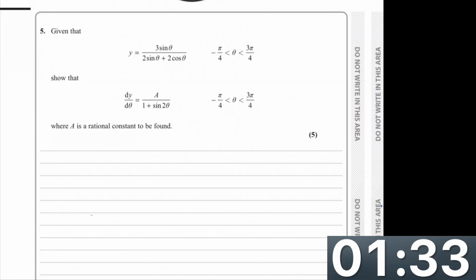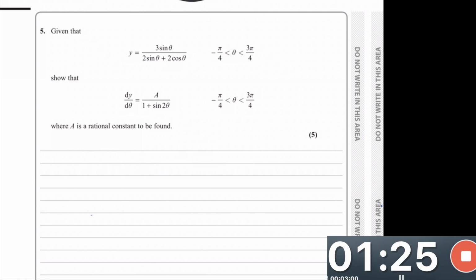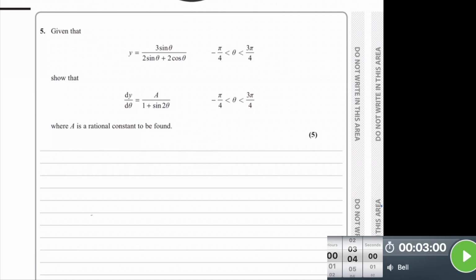Cool. Yeah, I wrote down the wrong one. So question 5. Here you go. This one's 5 marks. So let's make it 5 minutes. Cool. Sorry about that, guys. Here you go.